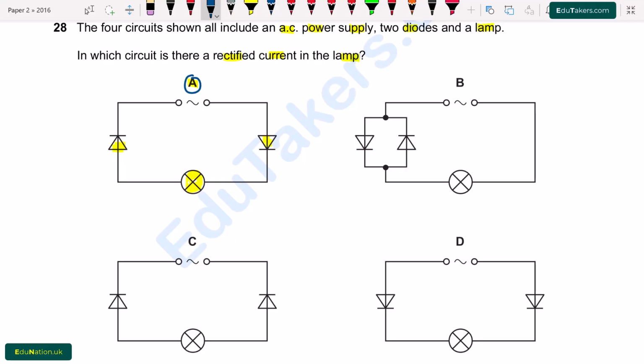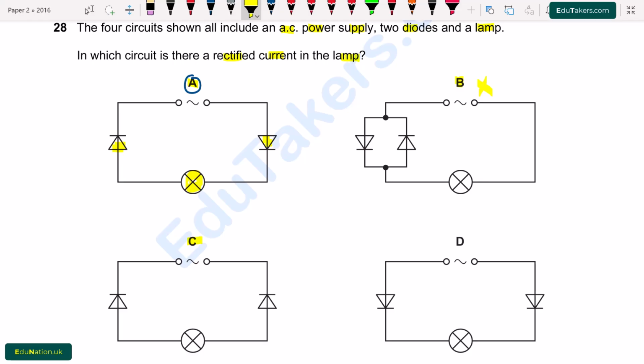We also see the other options. In option B, again there are two diodes. Current flows in both directions because the diodes are connected in two different paths. So option B is not correct because there is no rectified current in the lamp. In option C, there are again two diodes, but no current will flow because for each direction there is at least one reverse bias diode.